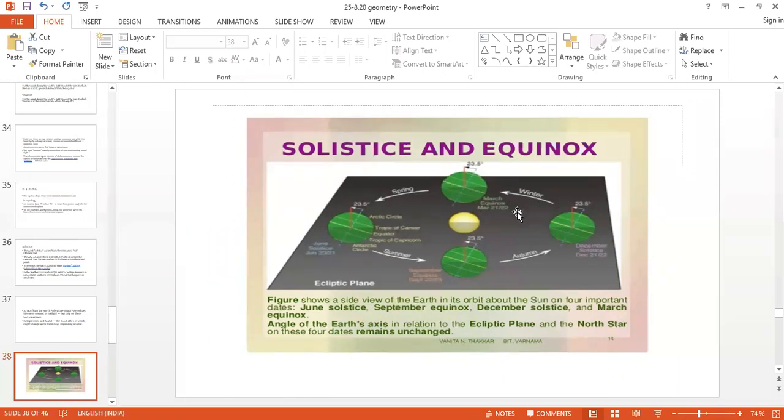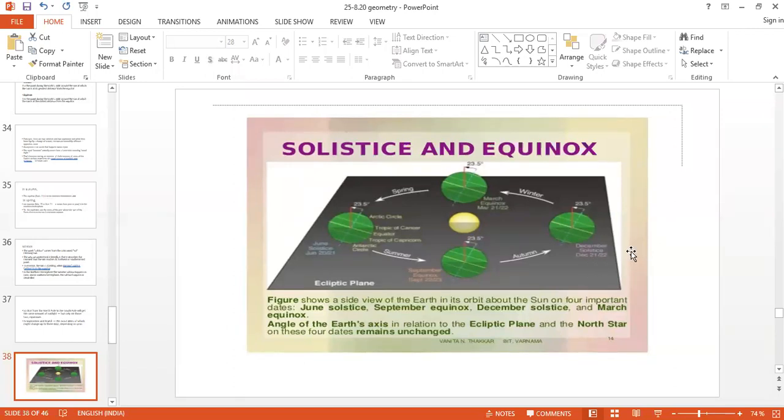This is winter season. This is spring season. Rotation: December, next March, next June, and next September. September to December, December to March, March to June, June to September. Dates 21, 22, 20, 21, 22, 23. The exact dates will not remain the same, they change. Either it is 20, 21, 22 or 23.